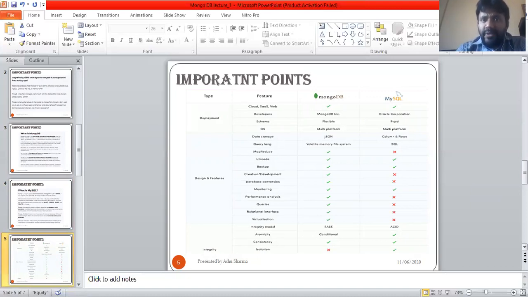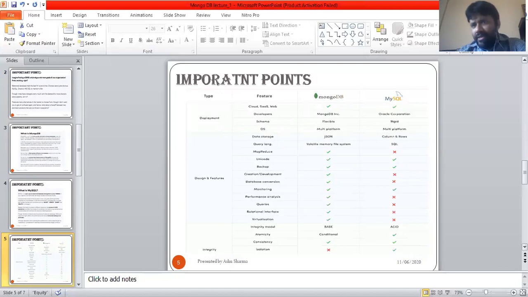So as we see, the features are cloud, software as a service, web, developers, schema, operating system, data storage, query language, MapReduce, Hadoop, HDFS (Hadoop Distributed File System), Unicode, backup. So if you see the number of ticks applicable for different databases, MongoDB has that cloud SaaS web compatibility, along with the developer being MongoDB Incorporation. Schema is flexible, it is not rigid, and data storage is JSON and volatile memory file system. MapReduce is there, Unicode is there, and backup is there.